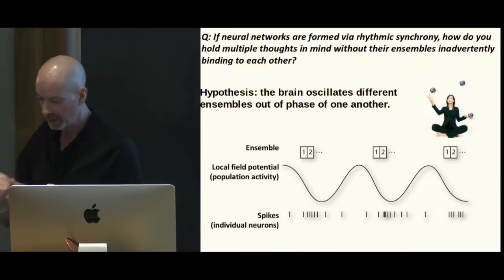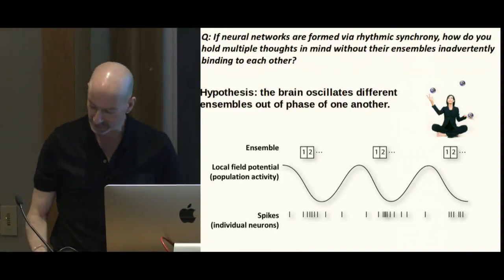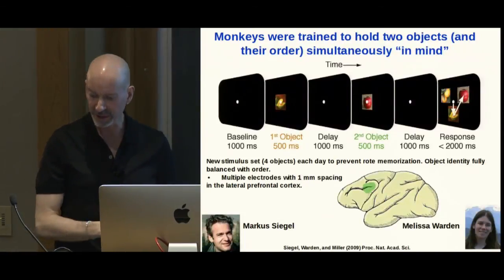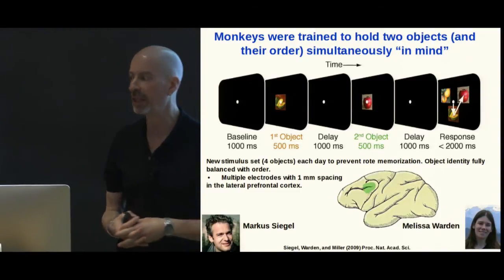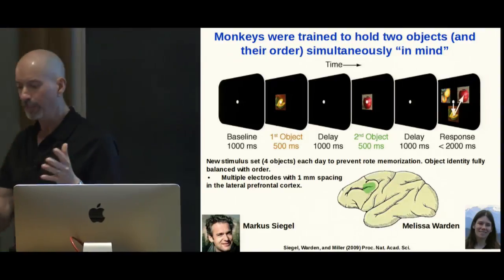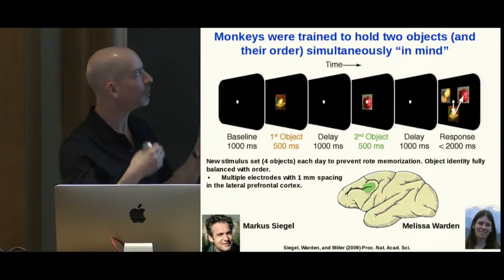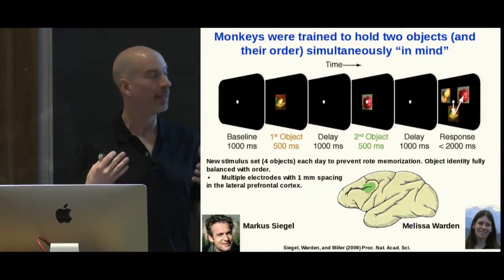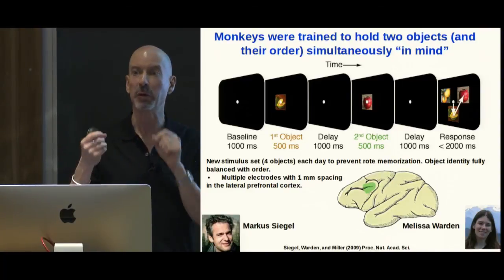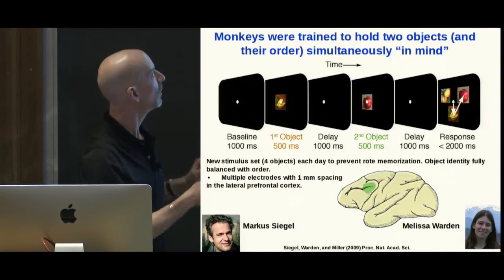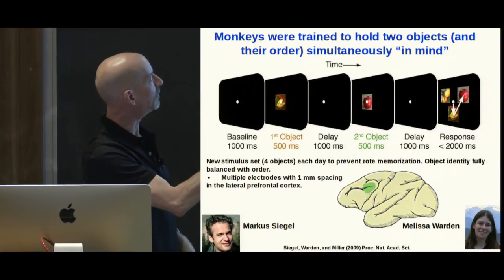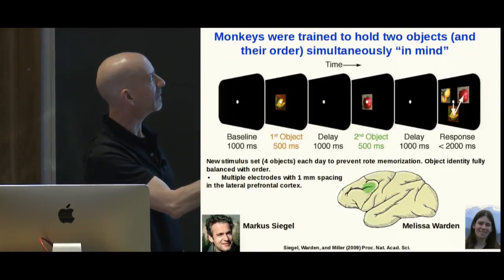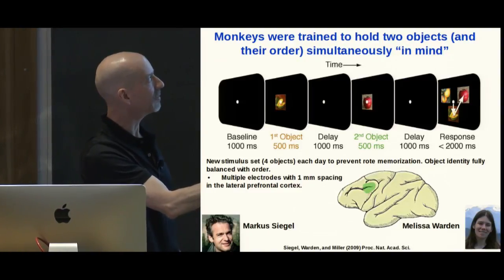That's the idea. Theory's nice, but let's try experiments. So what we did, and by we I mean Markus Siegel and Melissa Warden in my laboratory, is they trained a monkey to hold two pictures, two objects, as we called them, in memory at the same time, and the order in which they are presented. So the monkey began by fixating the spot of light. Then we presented the first object, in this case an avocado. There was a short memory delay. Then we presented the second object, in this case an apple. There was another short memory delay.